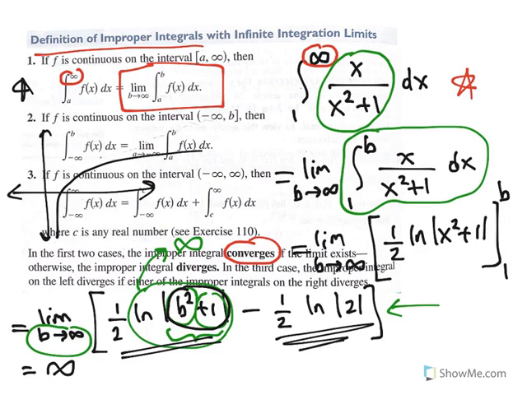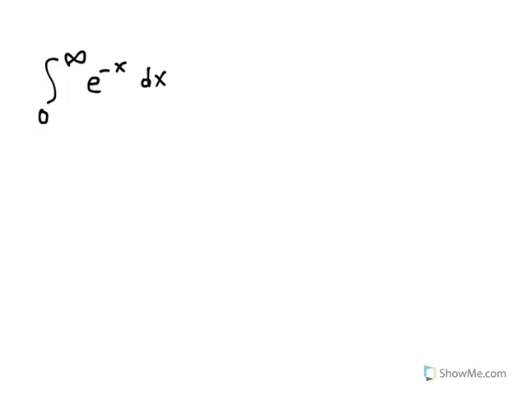We'll end this part of the lesson by looking at an example of an improper integral that converges. So here we have an improper integral, and we want to know if it converges or diverges. So using the definition, we're going to write this as a definite integral. And we're going to take the limit of this definite integral as the upper limit of integration approaches infinity.